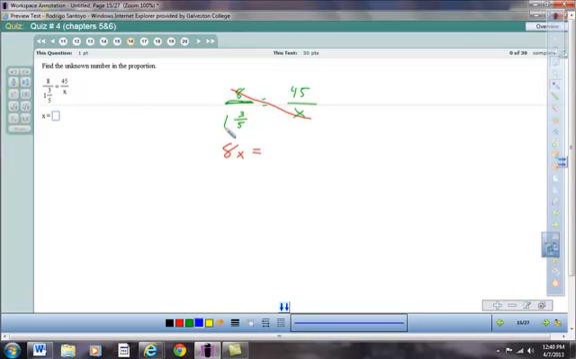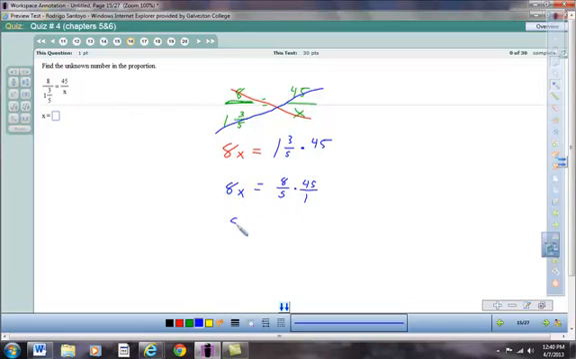8x equals, cross multiply, 1 3/5 times 45. So let's work with this right side first. The first thing we're going to have to do is change this mixed number to an improper fraction. 1 times 5 is 5 plus 3. We get 8 over 5 times, now I can put 45 into a fraction by putting it over 1.